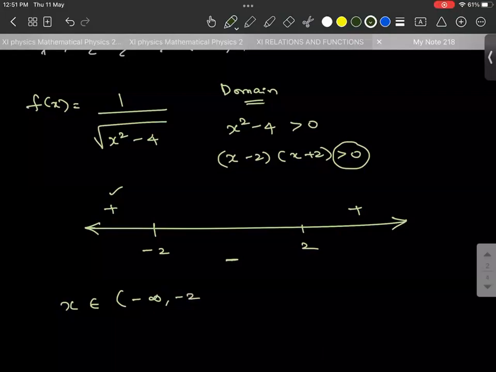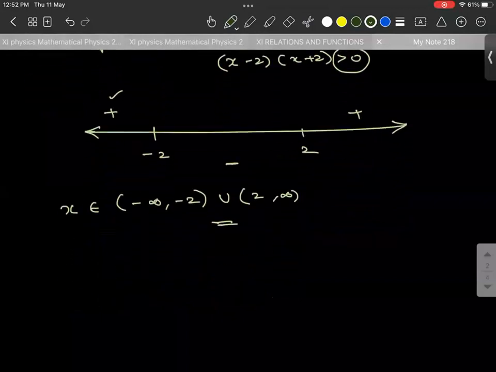A point to be mentioned here is that minus 2 is not included. Why should I not include it? Because look at the inequality. It is not greater than or equal to, it is strictly greater than. So minus 2 is not included. Union means and. And where else do you have positive? 2 to infinity. So this is the domain. Did you understand? Yes, sir.